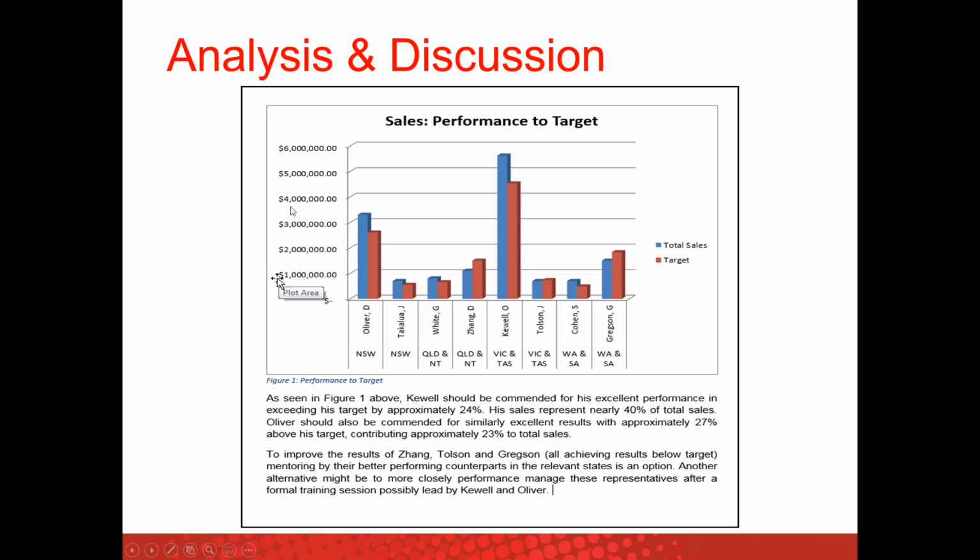So make sure that your axes actually are appropriate for your audience. If there's such a large gap between these, round them off, right? Actually, 6,000K, it doesn't matter, but round these things off. This is not a good graph to present to a CEO.